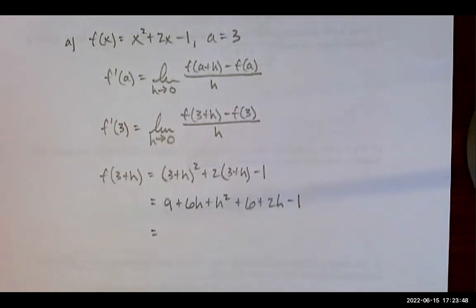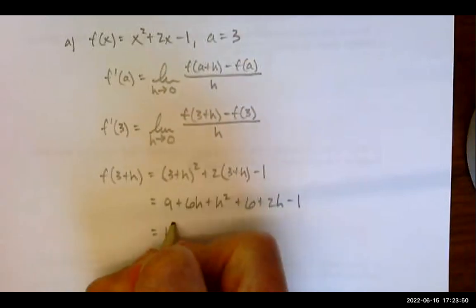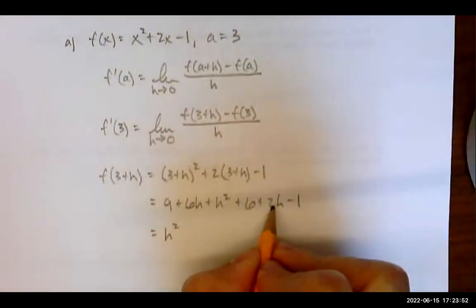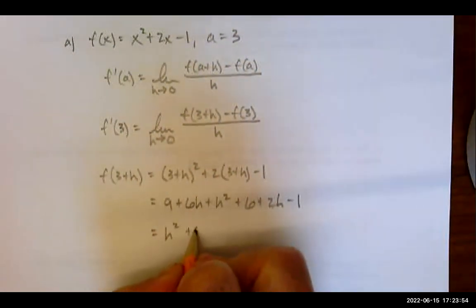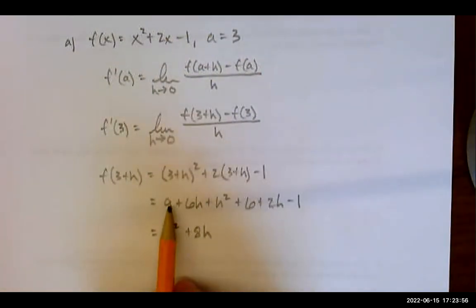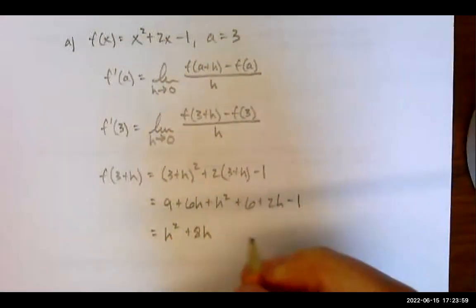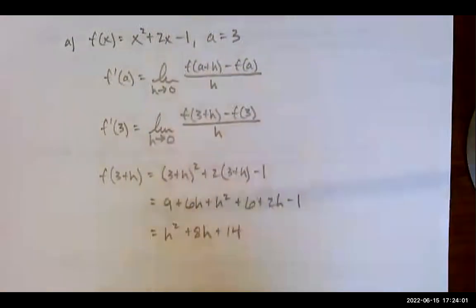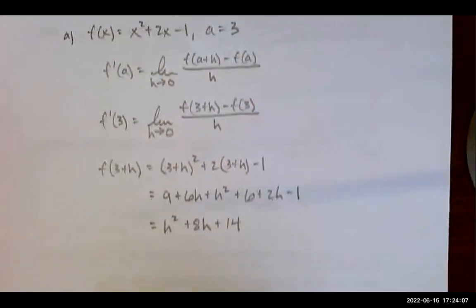And if we combine like terms, I'll put the h squared in front. And 6h and 2h is plus 8h. And then we've got 9 plus 6 minus 1 is plus 14. Okay. All that's going to go right in here.